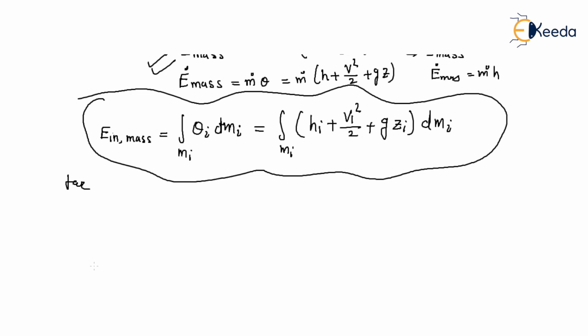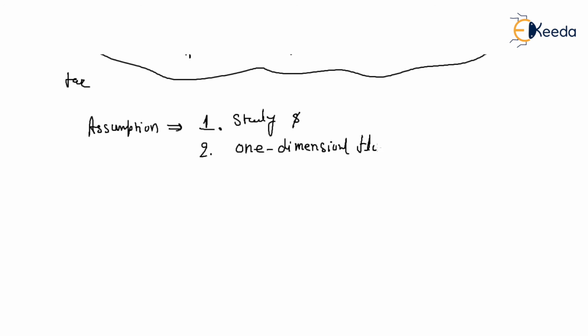For approximation, what is the assumption in this case? Number one, steady and one dimensional flow. Number two, one dimensional. Steady and one dimensional flow, right? Thank you very much.